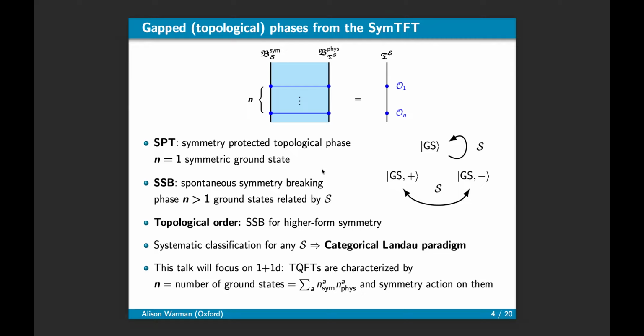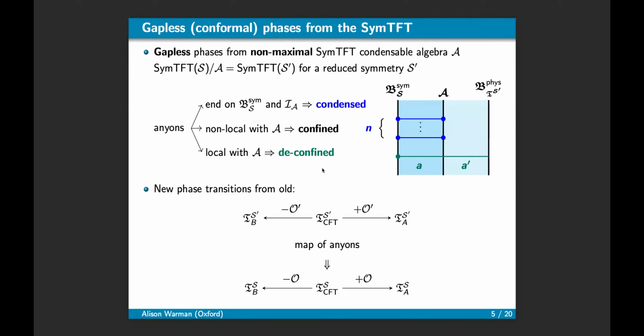And interestingly, in higher dimensions, we can see topological order as an SSB for a higher form symmetry, where the charged lines under the higher form symmetry come from, for example, surfaces ending on both boundaries of the SymTFT. But here I will focus on 1 plus 1D, where TQFTs are characterized by their vacua, a vector, and a symmetry action, where the number of vacua is given by basically the scalar product of these endpoint coefficients on the symmetry and physical boundary.